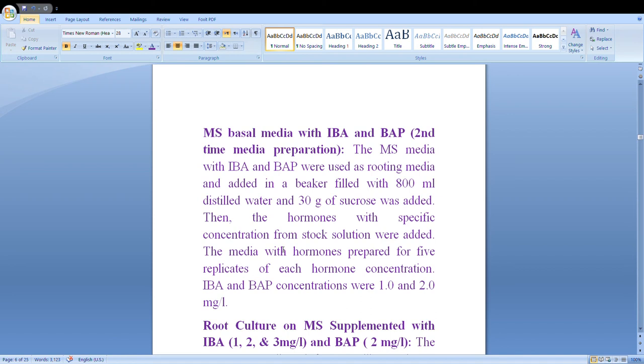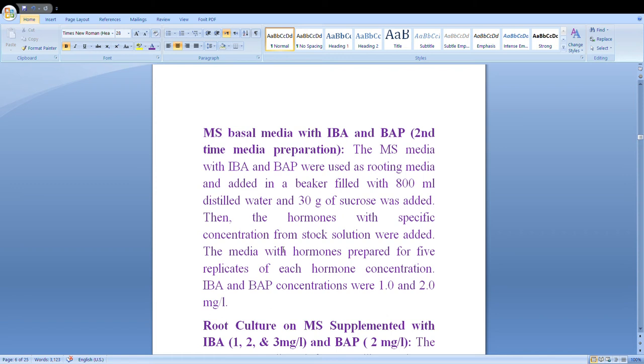So then vessel media with IBA and BAP, second time media preparation. First time we produced the plant from the seeds, and after that we used the root tip and shoot tip and then leaves. From roots, shoots and leaves we produced the broccoli plant.